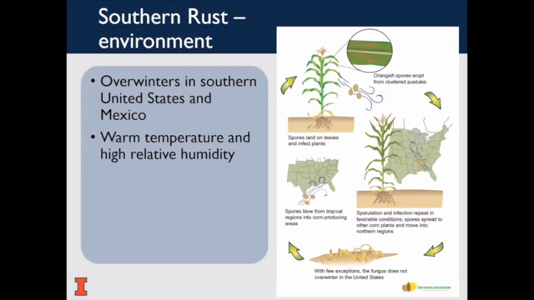Southern rust does not overwinter in the corn belt. The disease is often present in the southwestern United States, but occasionally spreads to the corn belt as the pathogen spores blow in from the southern U.S. and Mexico. The disease is most likely to appear after silking and is favored by warm temperatures and high relative humidity.